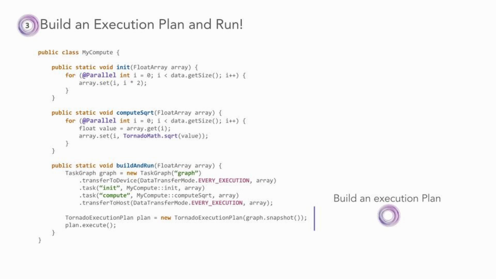And through that, you are not allowed as a developer to change the graph anymore. You can change the original one, but it doesn't have any effect on the immutable task graph, if that makes sense. So we create an immutable task graph by calling the snapshot method. And once the TornadoExecutionPlan is created, we just call execute and we are done.